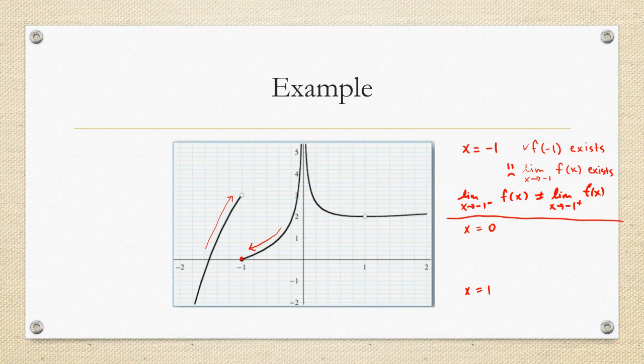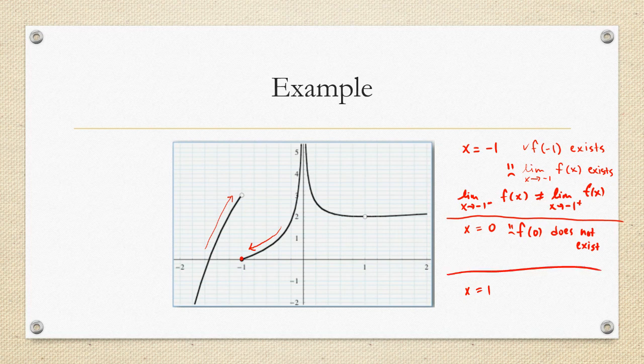Okay. Now, if I look at x equals 0, I could say, well, f of 0 does not exist. So at the very first step, this one fails to be continuous, and that's the justification for it. So no, it's not continuous because f of 0 certainly doesn't exist.